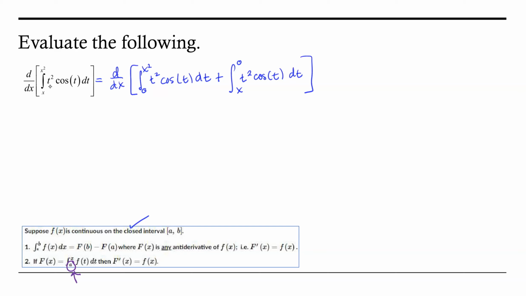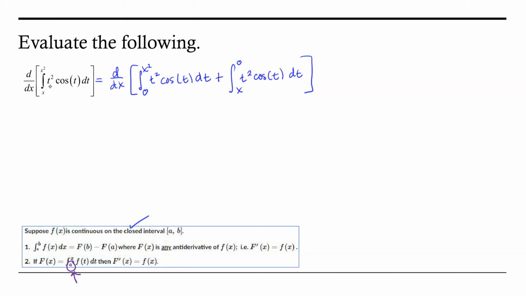Now, remember that property of definite integrals. When you're adding two definite integrals and the integrands are identical, and the lower limit for one matches the upper limit for the second, remember that these can combine to become the integral from x to x squared of t squared cosine of t dt, which is the function that we want to take our derivative of.